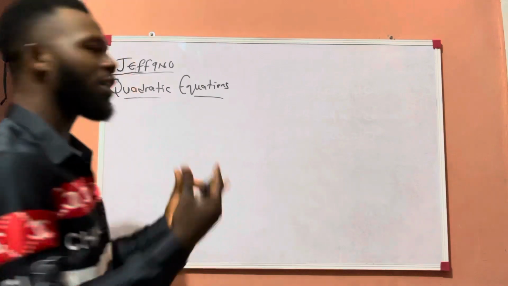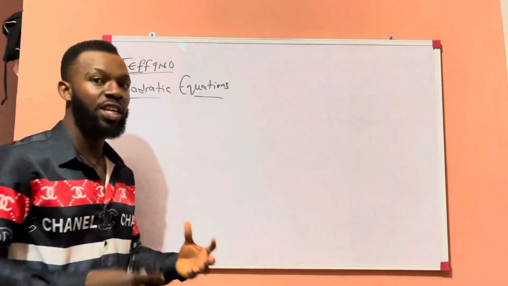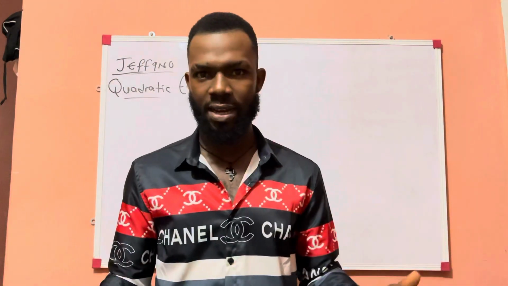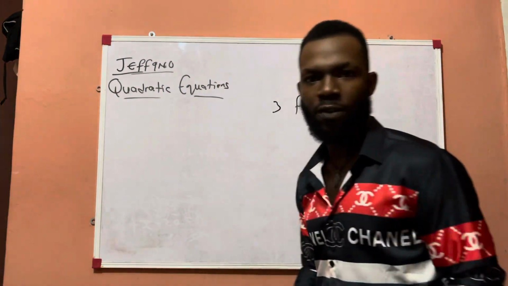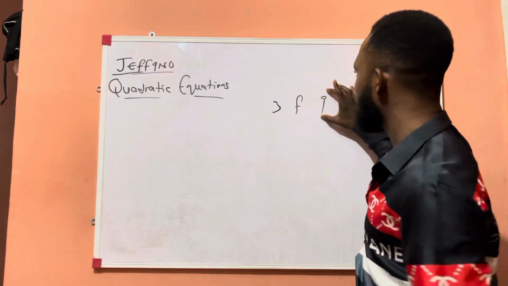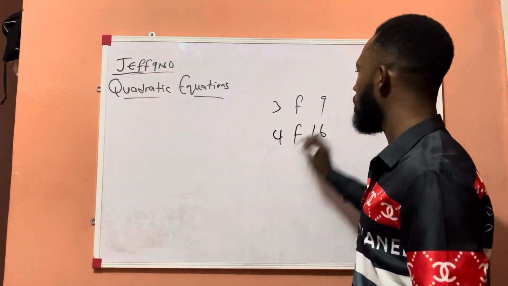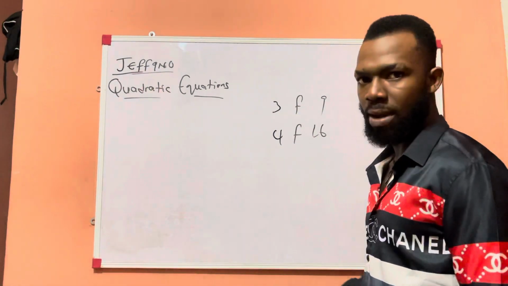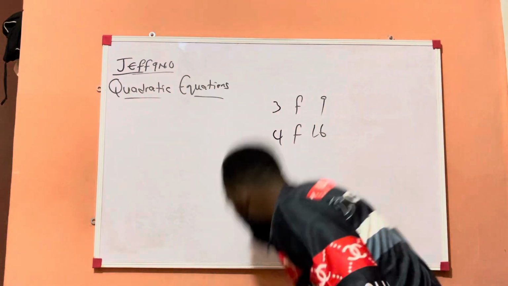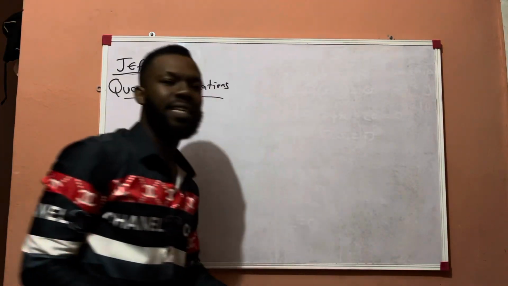From the word factorize, you see you have factor in it. What is the meaning of factor? A factor is a number that can divide any other number exactly without a remainder. So what does that mean? It means 3 is a factor of 9, because when 3 divides 9, there is no remainder. 4 is a factor of 16, because when 4 divides 16, there is no remainder. So how do we apply the factorization method in solving quadratic equation problems?